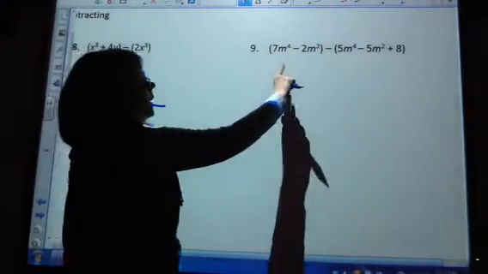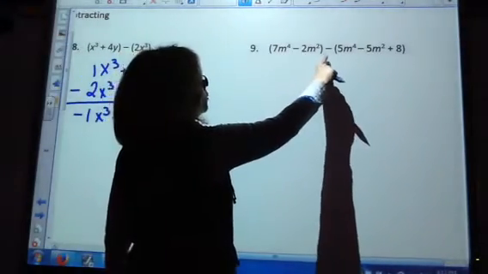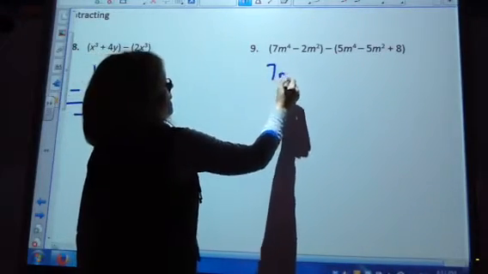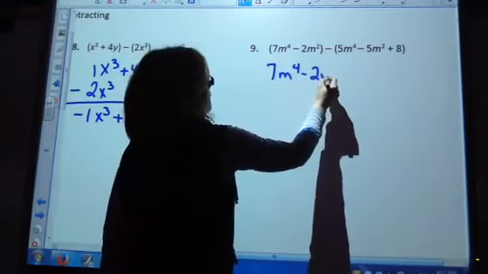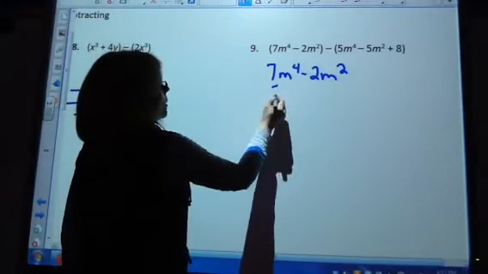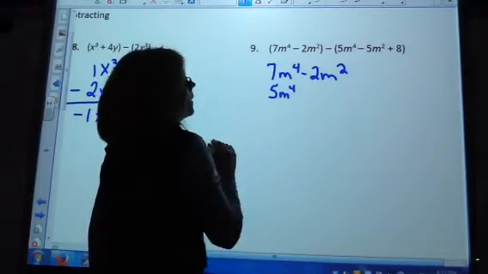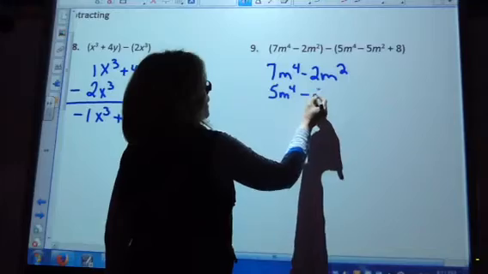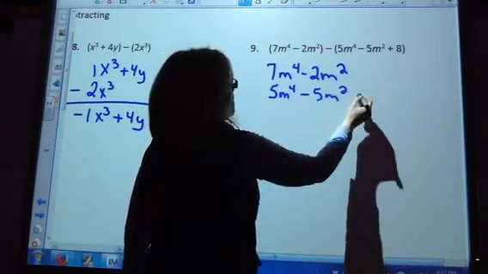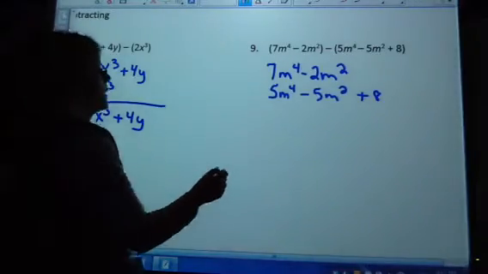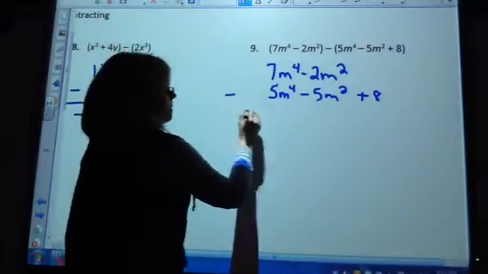Now we have a binomial subtract a trinomial. So if we stack, my 5m to the 4th goes under my 7m to the 4th. My negative 5m squared goes under my negative 2m squared. And then my constant plus 8 just goes out to the side. Okay? Now, we are subtracting here.